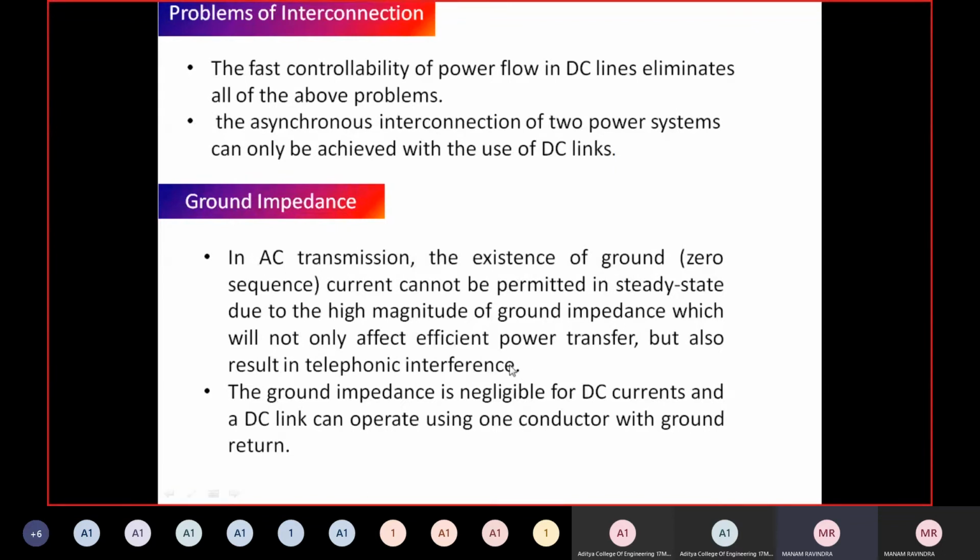What problem are we correcting here? In AC transmission, the existence of ground current cannot be permitted in steady state due to the high magnitude of ground impedance, which will not only affect efficient power transfer but also result in telephone interference. Here the problem is telephone interference. Telephone interference problems occur due to the high impedance provided by the ground.